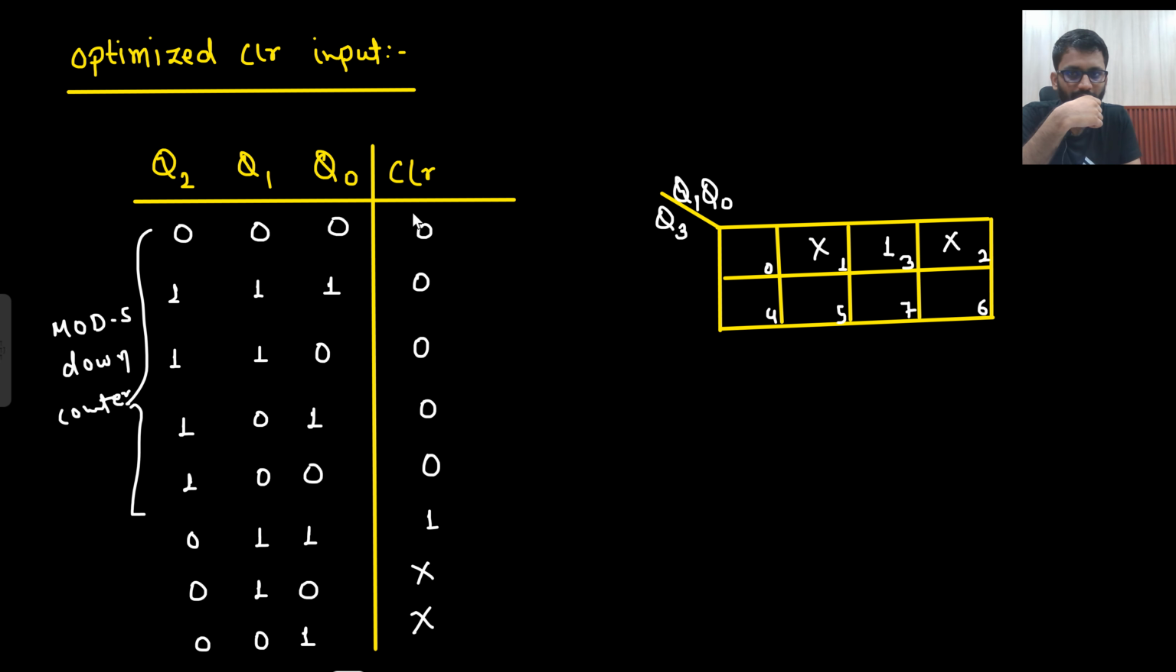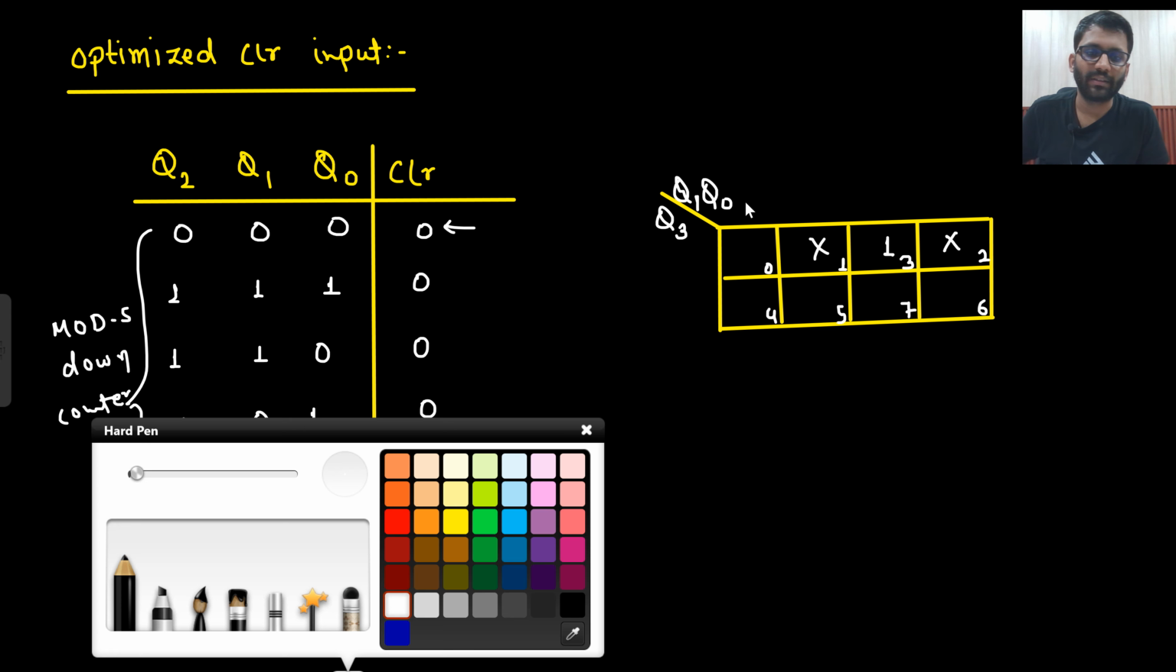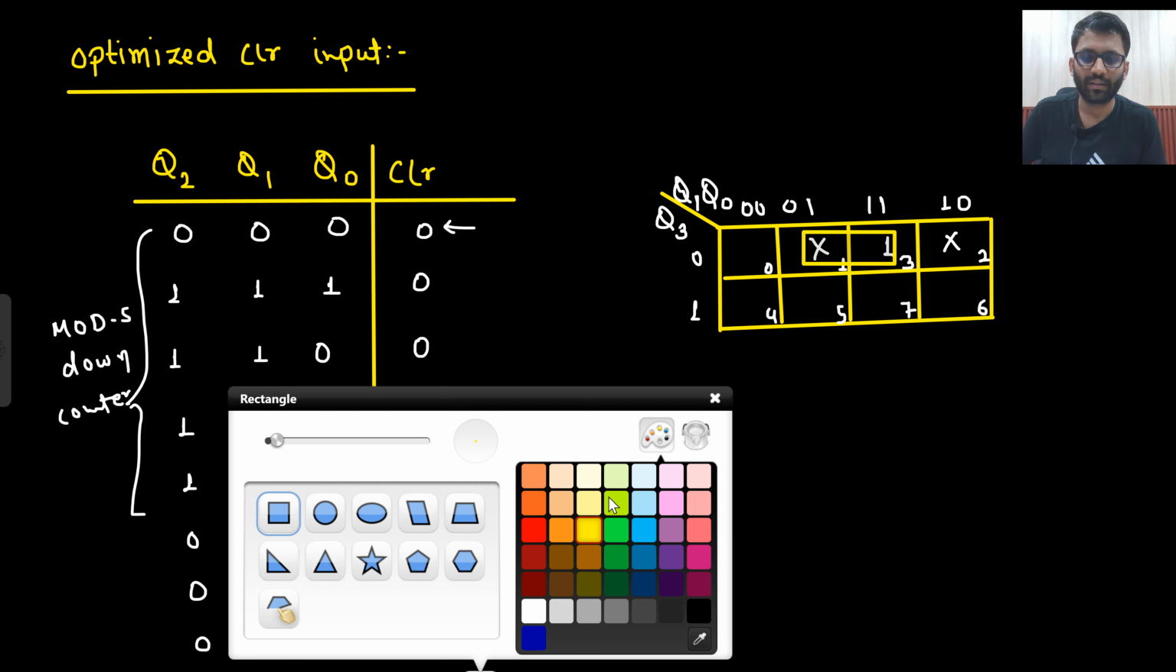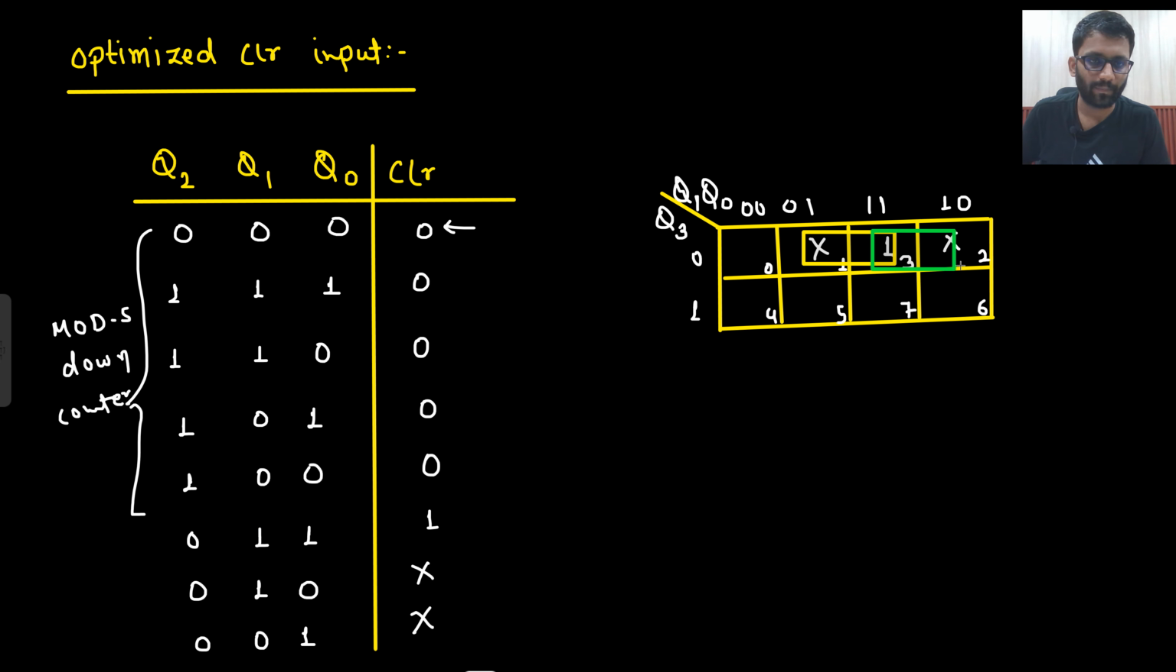Don't care. No, at 0 you want clear to be 0. Okay, so this is 0. At 0 you want clear to be 0. Now what am I getting? This is your 0 0 0 1 1 1 1 0. This is 0 1. So I can take either this don't care, or I can take this don't care. Both I am not taking.